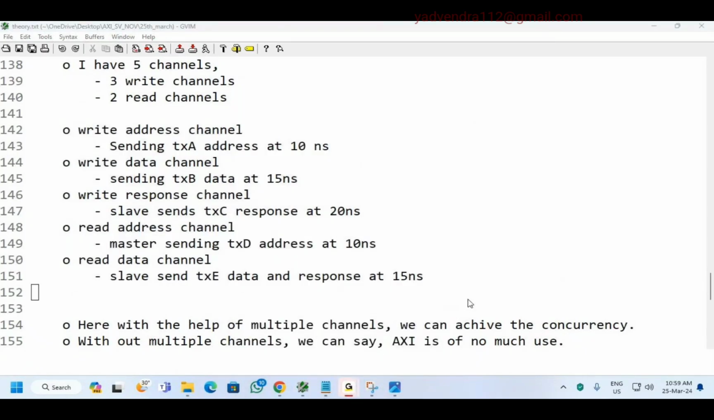Got it, guys? What is the advantage of the multiple channels? The multiple channel concept was introduced in the AXI, and the advantage of that is concurrency. That is the important thing. So now, next.